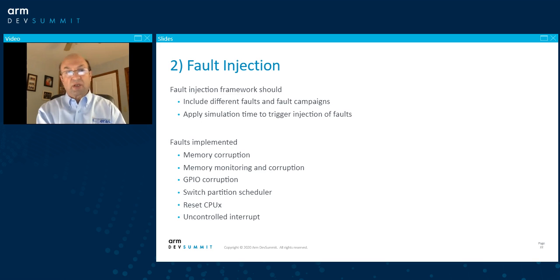For fault injection, we've got a fault injection framework that will include different faults and different fault campaigns, and apply the simulation time to trigger the injection of faults. So again, we're using something similar to that binary intercept library, and we're able to use that to implement faults in memory, in the memory monitoring, in the GPIO, in the partition scheduler, in the hypervisor, to reset the different CPUs and also the interrupts.